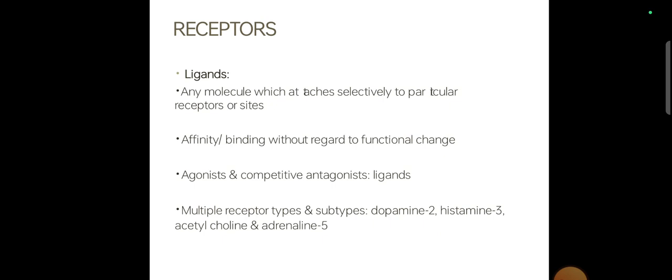Ligands: any molecule which acts selectively on particular receptor sites. Affinity: binding without regard to functional change. Agonist and competitive antagonist ligands. Multiple receptor types and subtypes, for example dopamine 2, histamine 3, acetylcholine and adrenaline.